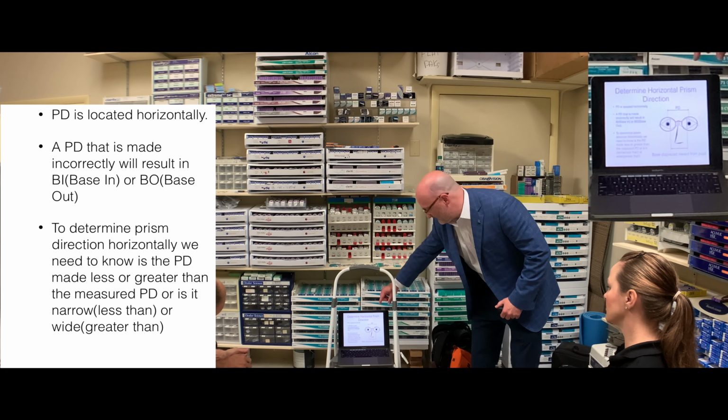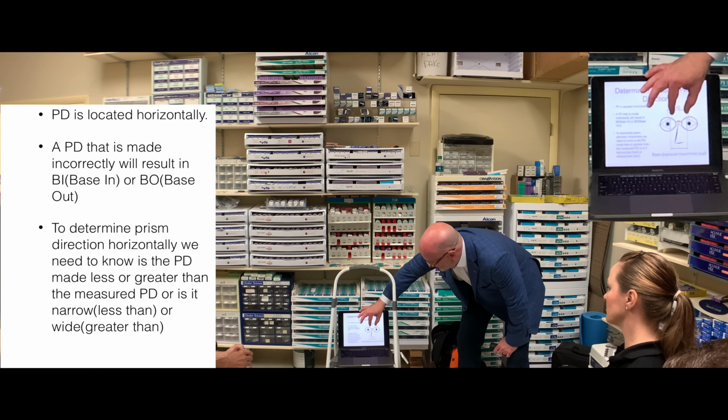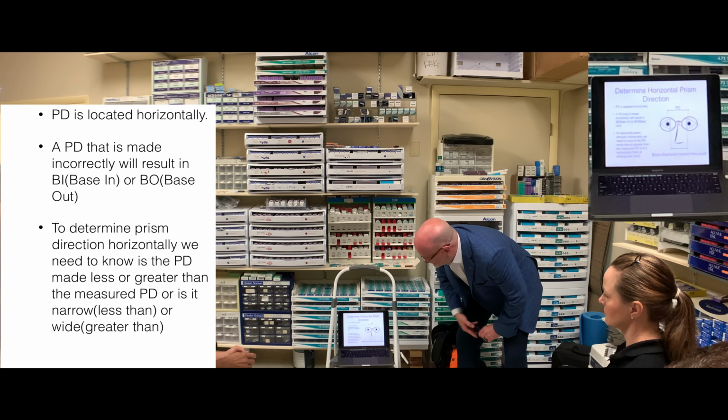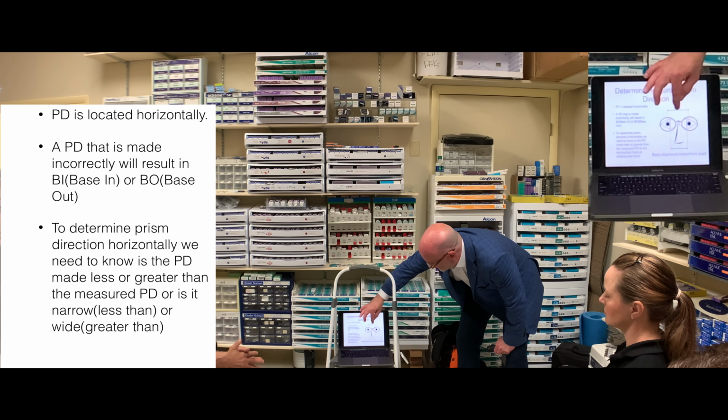So when we take a look at our drawing, we've added some extra stuff. Our PD is the distance between the pupils, right? And then your made PD is going to be... this is the made PD. So let's say, for example, we have a PD of 60 here. The distance between the center of the pupils is 60.